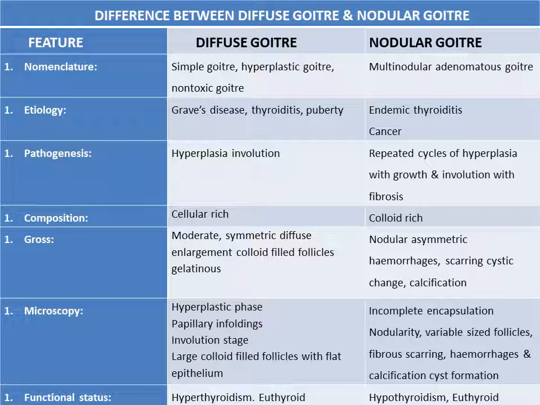Then gross anatomy: diffuse goiter shows moderate, symmetric, diffuse enlargement with colloid filled follicles, gelatinous, whereas nodular goiter is nodular and asymmetric, with hemorrhages, scarring, cystic change, calcification. Microscopic changes in diffuse goiter: hyperplastic phase, followed by papillary infoldings, then involution stage with large colloid filled follicles with flat epithelium. Whereas nodular goiter shows incomplete encapsulation, nodularity, variable sized follicles, fibrous scarring, hemorrhages, calcification, and cyst formation. Functional status: diffuse goiter may show hyperthyroidism or euthyroid, with decreased thyroid hormone synthesis. Whereas nodular goiter shows hypothyroidism and euthyroid.